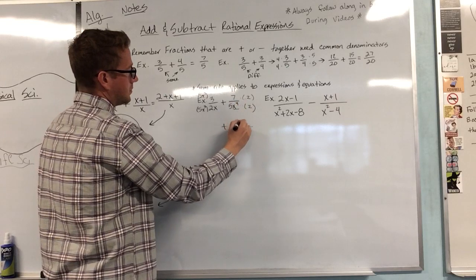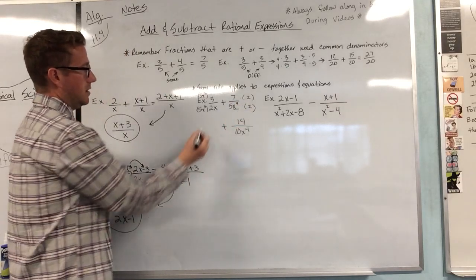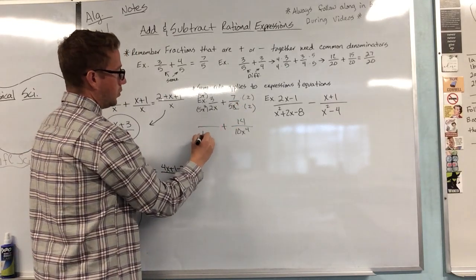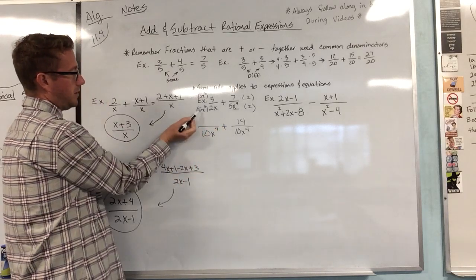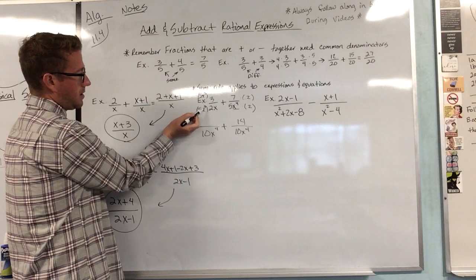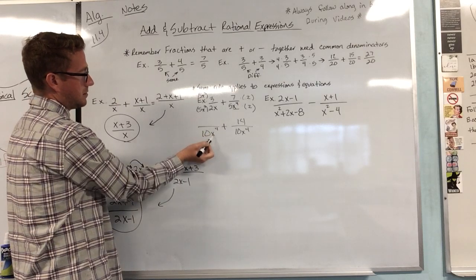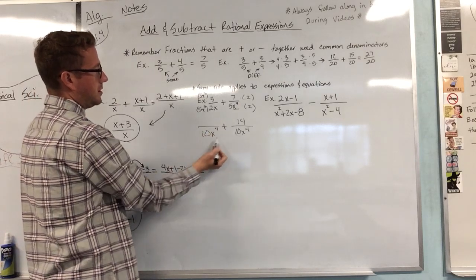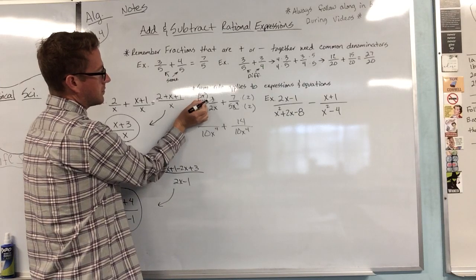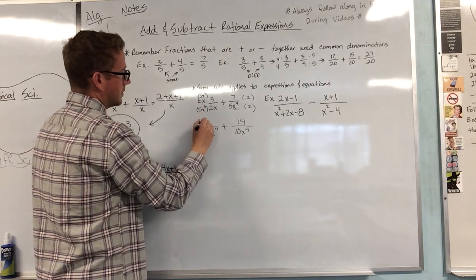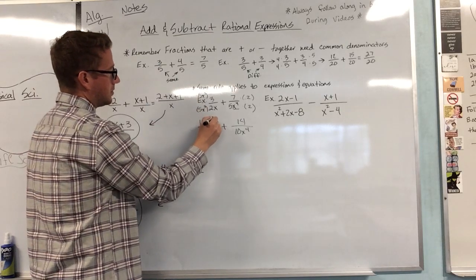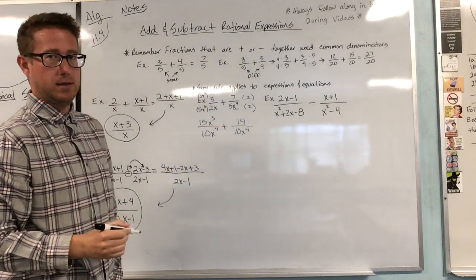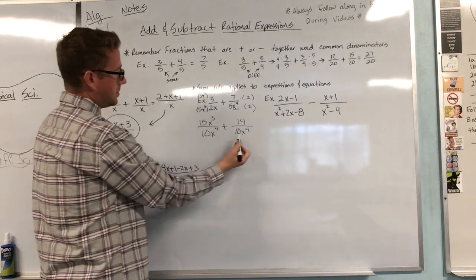7 times 2 will become 14. The denominator over here will be the same, 10x to the 4th. 5 times 2 is 10. X to the 3rd times x is x to the 4th. Good, now I have a common denominator. Now what about here? 3 times 5 is 15, and then x to the 3rd just gets brought down with it. All right? Notice, common denominators.